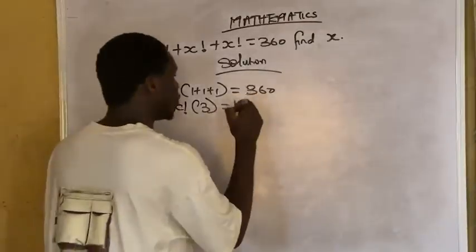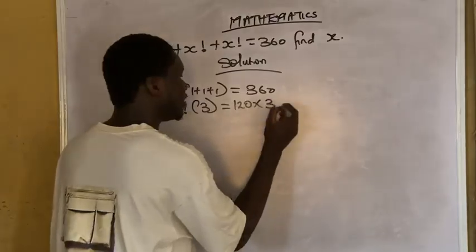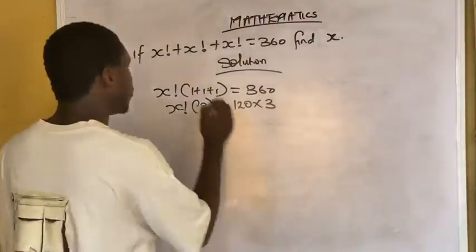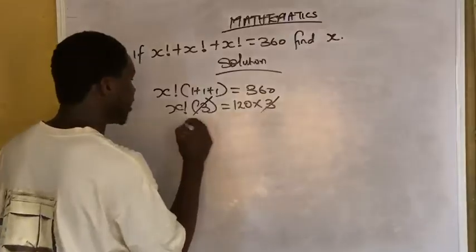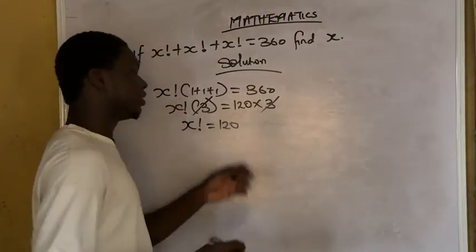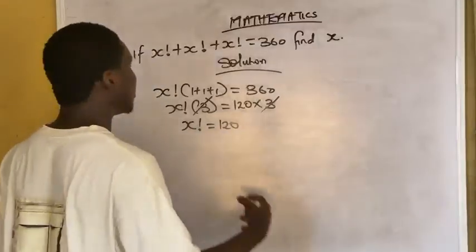So we have 120 times 3 is equal to 360. So we have 3 here, so we can strike that. So we'll be left with x factorial is equal to 120. So what do you do next?